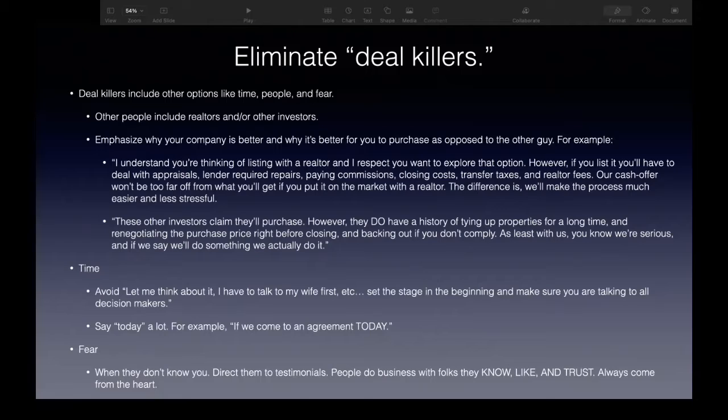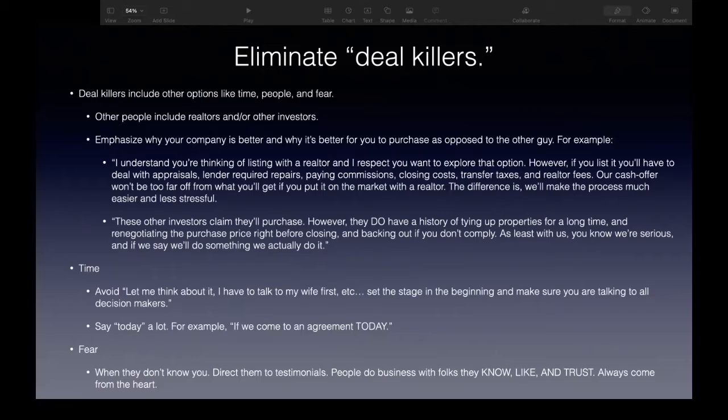Mr. Seller, I understand you're thinking of listing it with a realtor, and I respect you want to explore that option. However, if you do list it, you'll have to deal with appraisals. And then after the appraisal, you'll probably have to deal with lender required repairs. You'll pay commissions to the realtor. You'll pay closing costs, transfer taxes, other realtor fees. And at least our cash offer won't be too far from what you'll get putting it on the market with the realtor. Your bottom line will be very similar. The only difference is we'll make the process much easier and less stressful for you. So that's how you just kill the realtors, right?